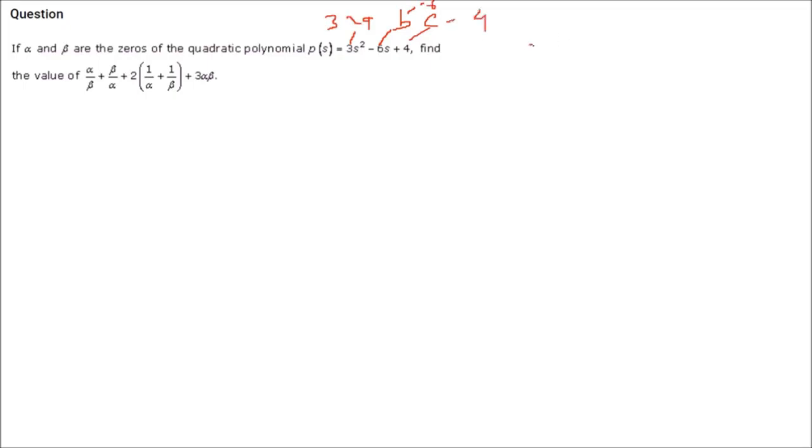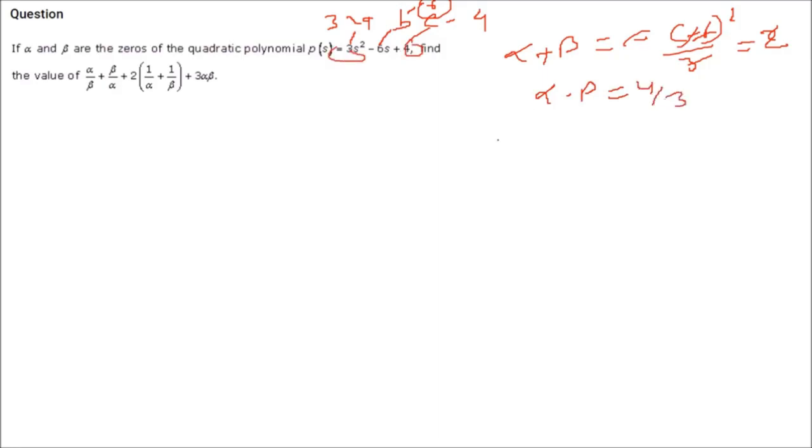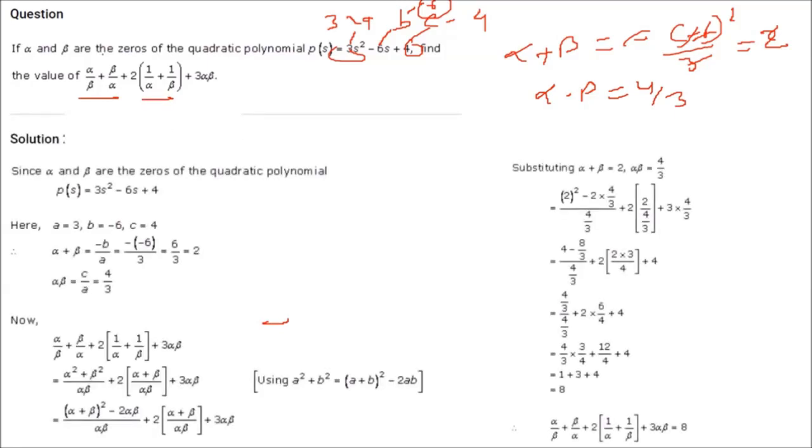So what will be alpha plus beta? Minus B by A. So minus of minus 6 by A, that is 3. So you get minus minus plus, 3 2s are 6. What is alpha into beta? C by A, 4 by 3. So you get alpha plus beta and alpha into beta. Now the thing is, this has to be resolved. Now we have already done this one, we have already done this one, and alpha beta we already know. So what we can do here is, first let us take this one.